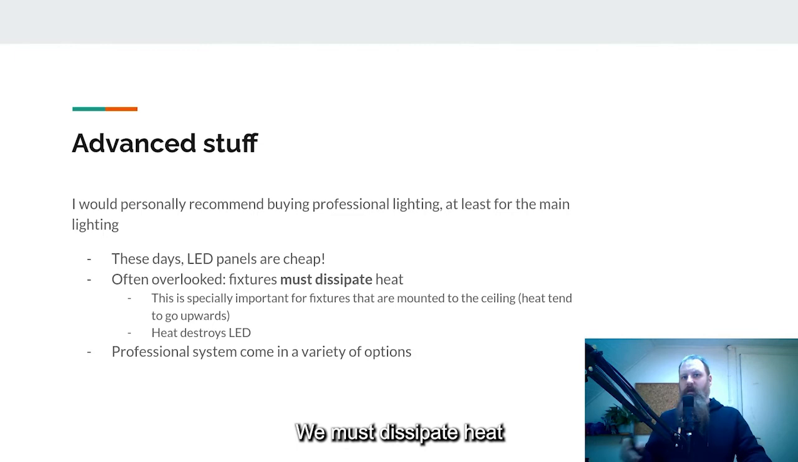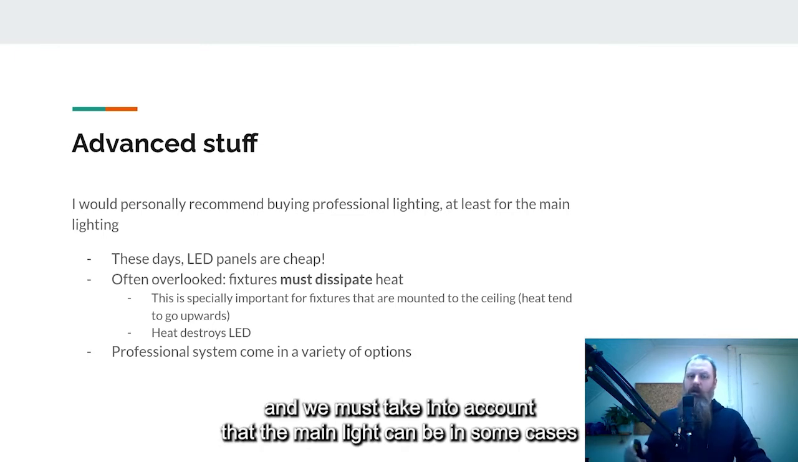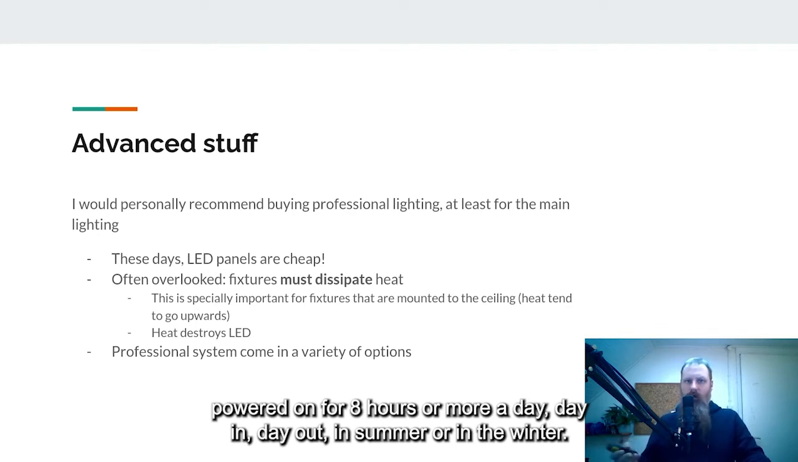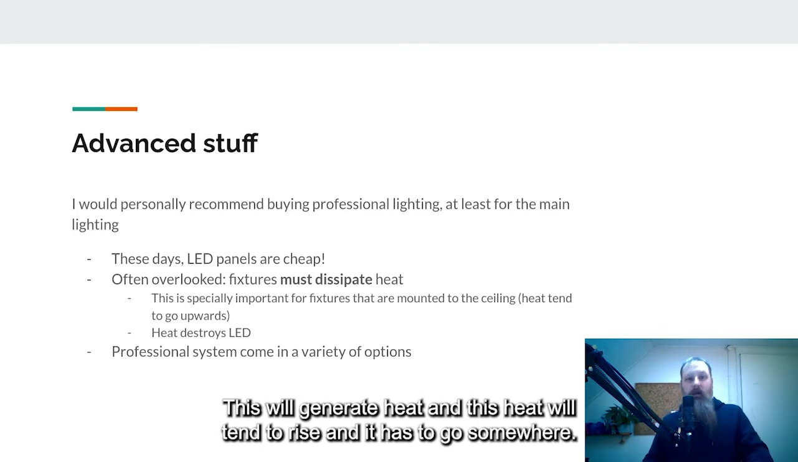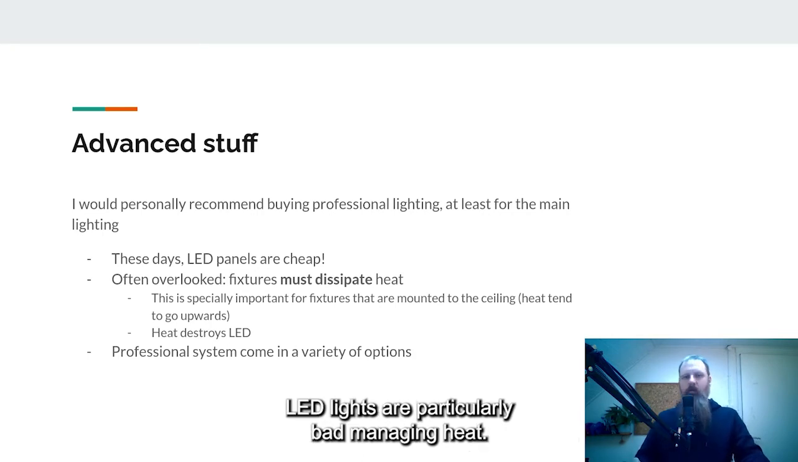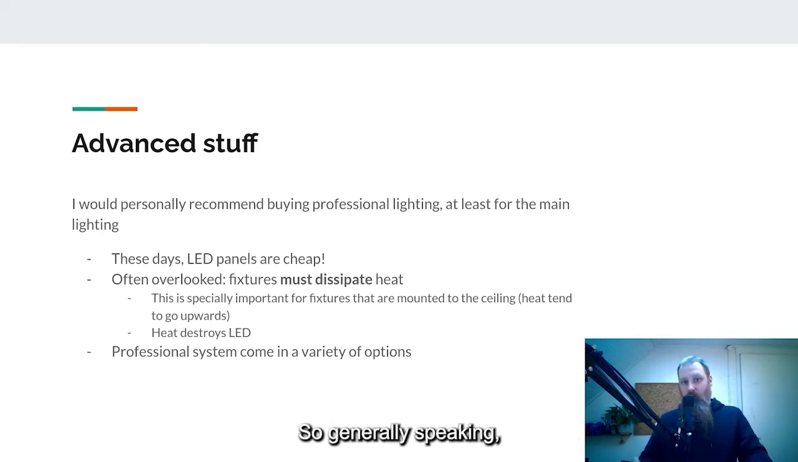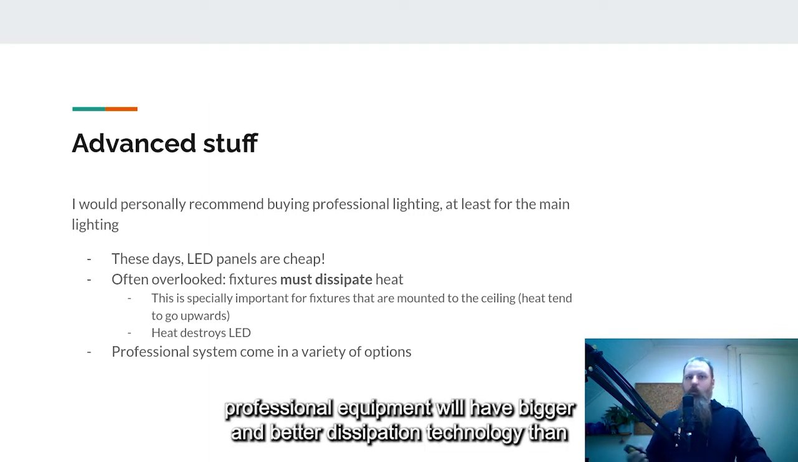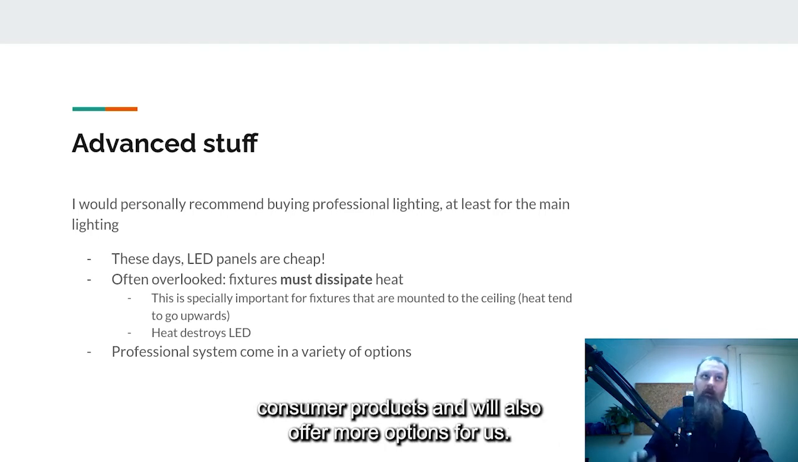We must dissipate heat, and we must take into account that the main light can in some cases be powered on for 8 hours or more a day, day in, day out, in summer or in the winter. This will generate heat, and this heat will tend to rise, and it has to go somewhere. LED lights are particularly bad at managing heat, so generally speaking, professional equipment will have bigger and better dissipation technology than consumer products, and will also offer more options for us.